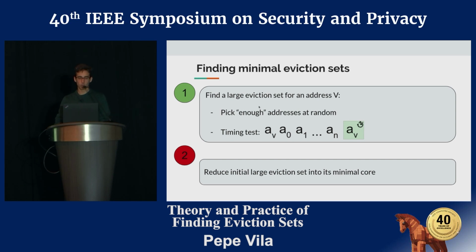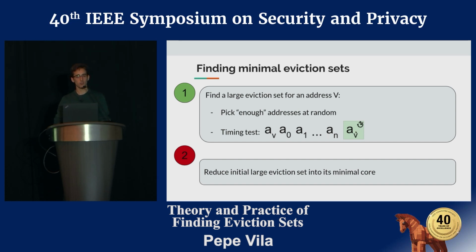So once we have a set of addresses, we can use a timing test to check if this is an eviction set. The timing test works as follows. We will first access a victim address. Now this address will be in the cache. And then we access all the elements in our candidate set.